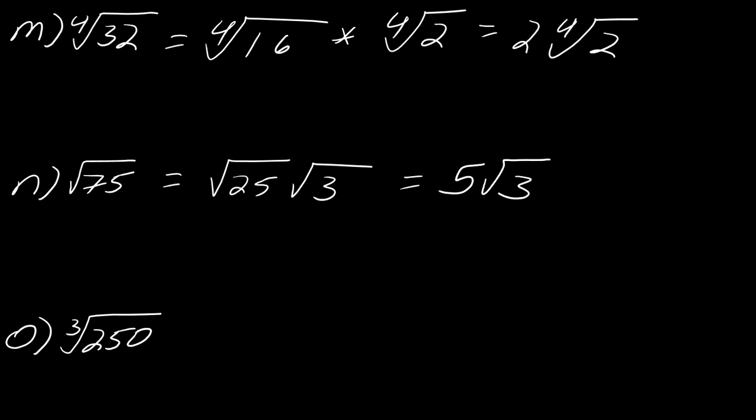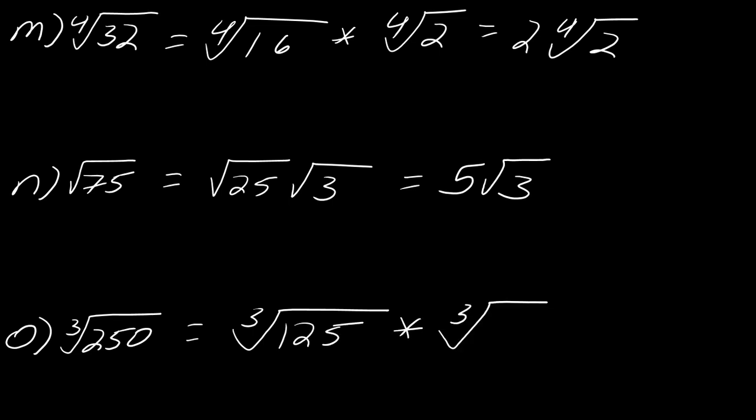Cube root of 250. The largest cube that goes into 250 is 125. So I can break this down into cube root of 125 times the cube root of 2. So this is 5 times the cube root of 2.